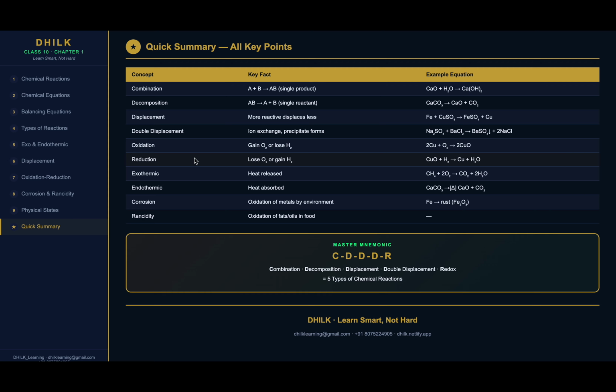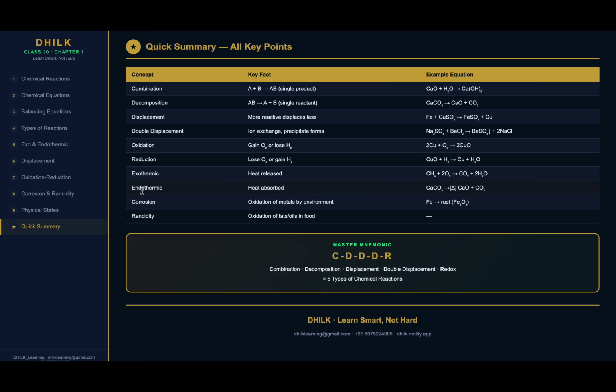But in this reaction, what is reduction? Loss of O2 or gain of H2. For example, copper oxide plus H2 gives copper plus H2O. Here we are adding hydrogen, or we can say removal of oxygen, CuO to Cu. In this conversion, there was oxygen with copper, but it loses that oxygen and forms copper. So that is a reduction reaction. And in a reaction, when oxidation and reduction both happen together, that is a redox reaction.